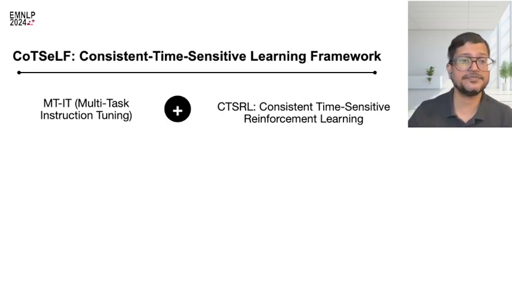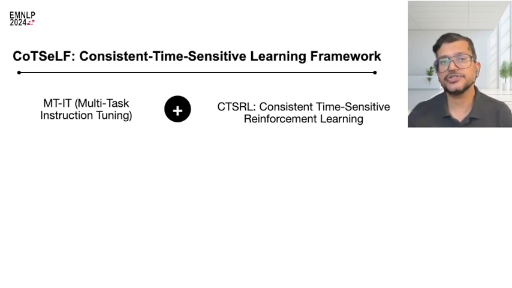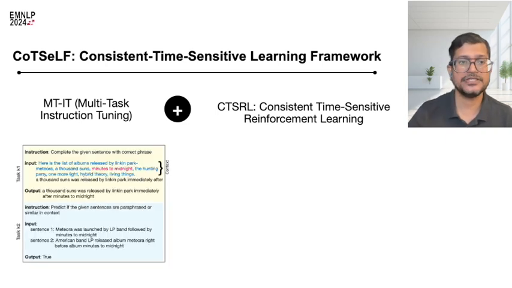Now, given the destitute performance of LLMs for temporally consistent factuality, we propose a method called the Consistent Time-Sensitive Learning Framework, CoTSeLF, which is a combination of multitask instruction tuning followed by consistent time-sensitive reinforcement learning to enhance the model's ability for temporally consistent factuality.